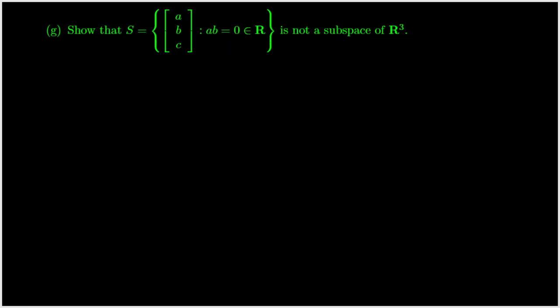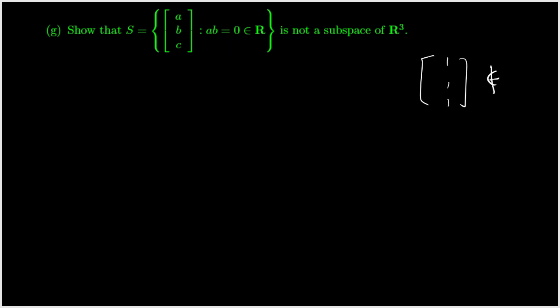Now let me try to ask you a few questions. Is 1, 1, 1 a vector in S? You multiply the first two components, 1 times 1. It's not in S, right? 1 times 1 is equal to 1, which is not 0.